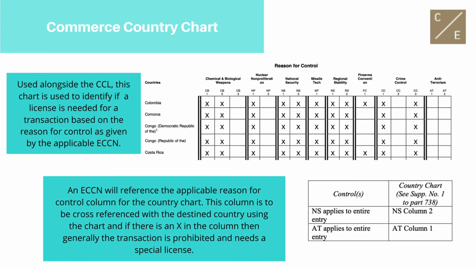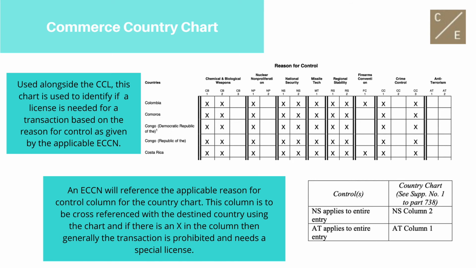Another very useful tool with working with ECCNs is the Commerce Country Chart. Used alongside the CCL, this chart is used to identify if a license is needed for a transaction based on the reason for control as given by the applicable ECCN. An ECCN will reference the applicable reason for control column for the country chart. This column is to be cross-referenced with the destined country using the chart, and if there is an X in the column, then generally the transaction is prohibited and needs a special license.